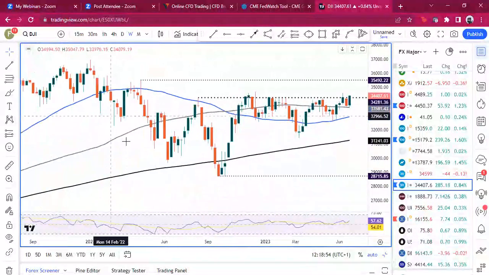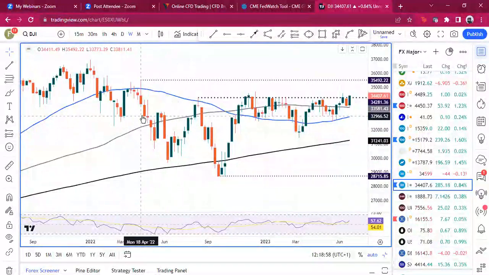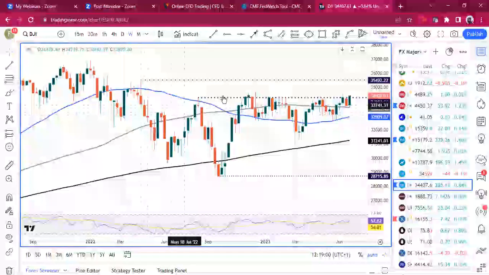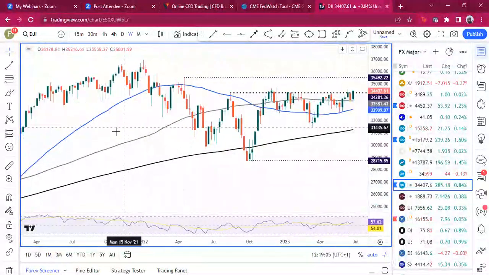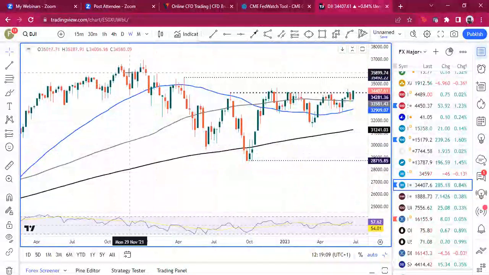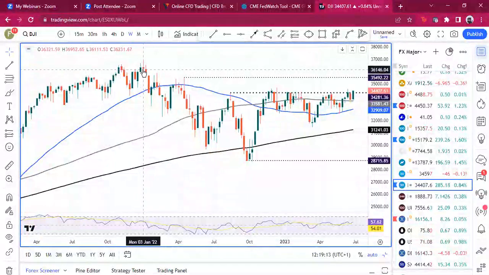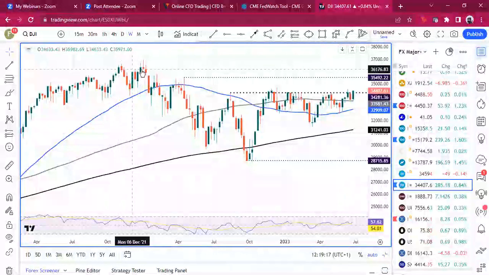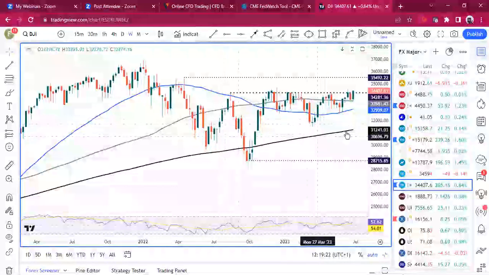then you have a few levels here. 35,492 potentially, which is that April 2022 high, for bulls to target to the upside, before then possibly moving up towards these highs back at the start of January last year, and then the December, November highs, above 36,000 potentially.